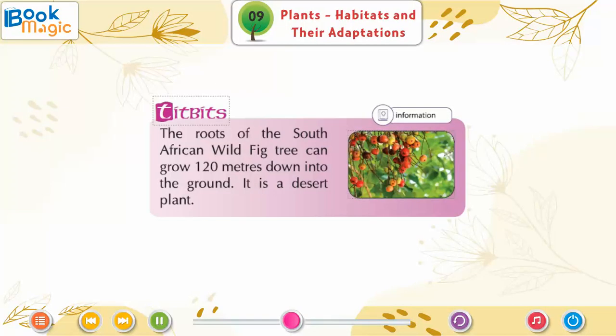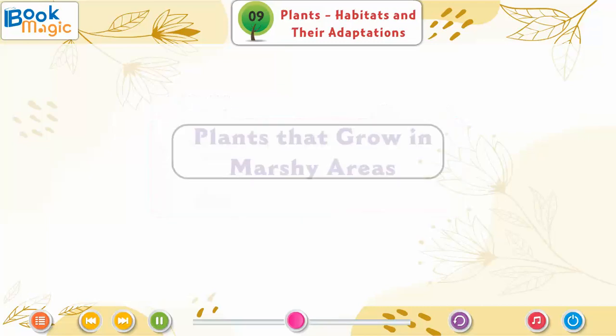Tidbits. The roots of the South African wild fig tree can grow 120 meters down into the ground. It is a desert plant.